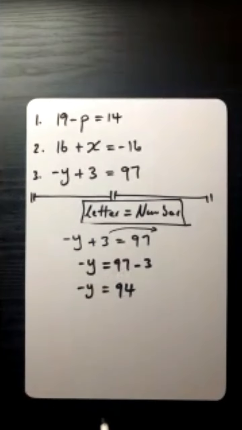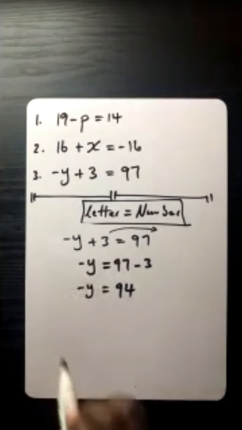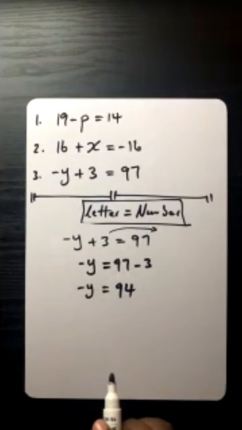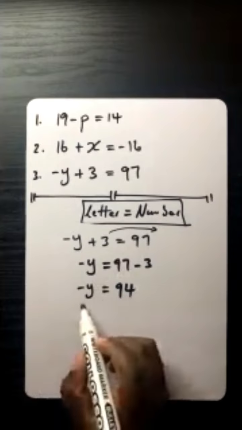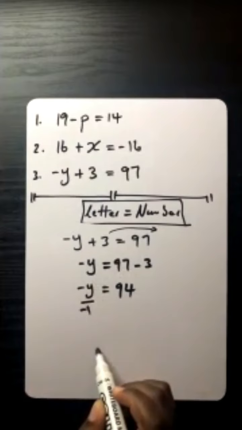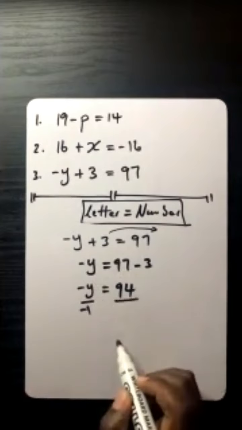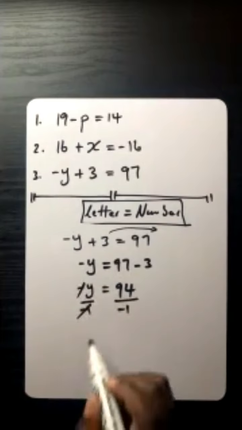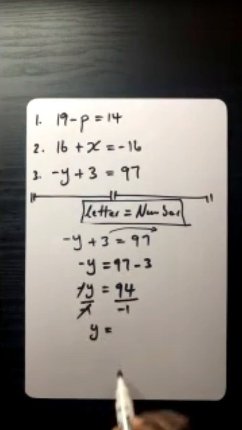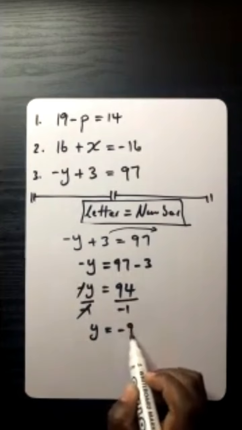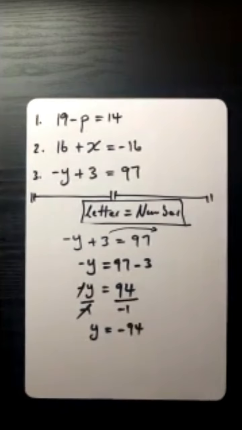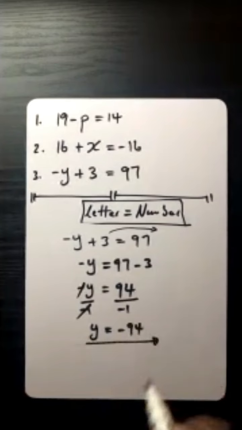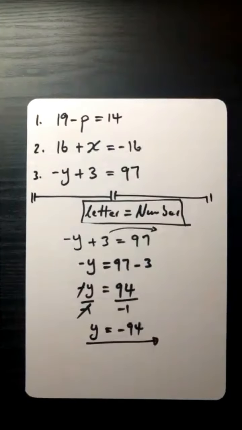94. So can you see now you've got a problem of that minus over there, which means you need to remove that minus. Therefore, you divide by negative 1. Whatever you do on the left, you do on the right. So that cancels that. Therefore, you remain with y, which is equals to negative 94. Then this is the end of that problem, Shreyas.